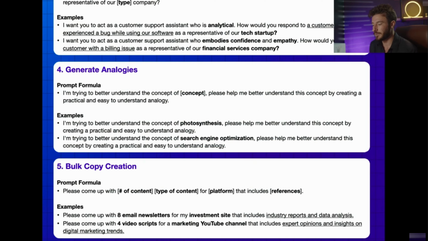The formula for this is: I'm trying to better understand the concept of, please help me understand this concept by creating a practical and easy to understand analogy. Example one: I'm trying to better understand the concept of photosynthesis. Please help me to better understand this concept by creating a practical and easy to understand analogy. The next one is: I would like to better understand the concept of search engine optimization. So let's go ahead and pop that into ChatGPT and see what it comes up with.